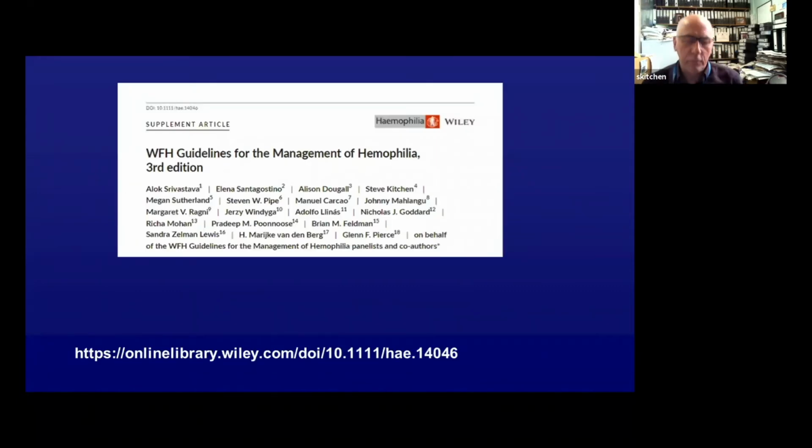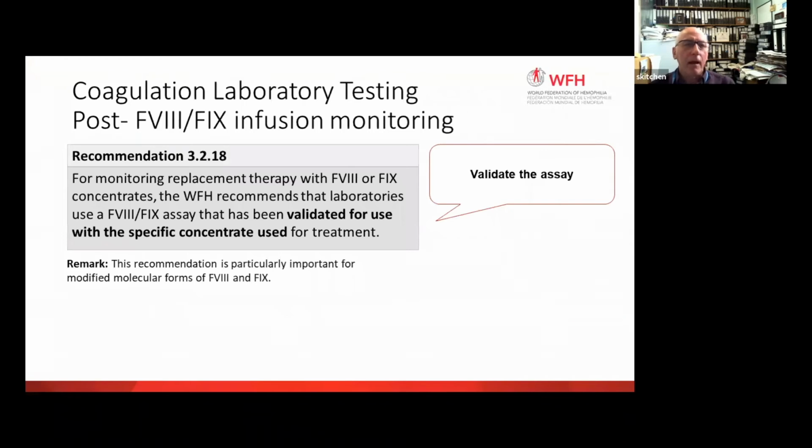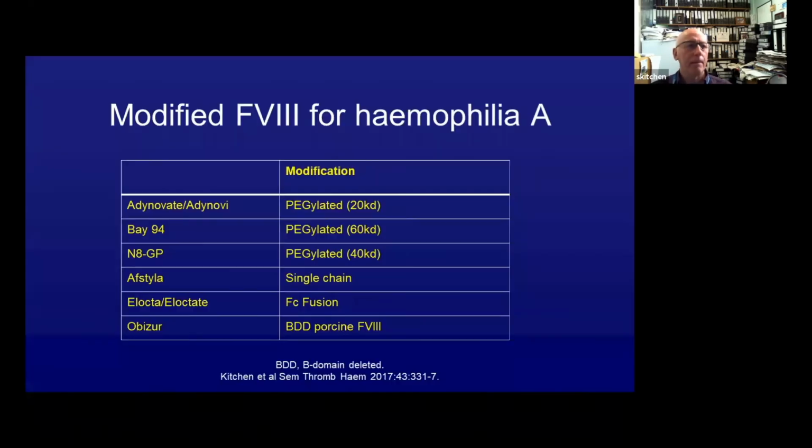I mentioned previously a recent update from the World Federation of Haemophilia, and this is their guideline document. You can see the reference on the footer of this slide. And there is included in this document a section dealing both with laboratory diagnosis, but also monitoring. And a common feature of whichever product is used, a common recommendation from the World Federation of Haemophilia, is that we in the lab should select an assay that's been checked and validated for use with the specific concentrate being used. We have to be sure the assay is suitable for the concentrate in use.